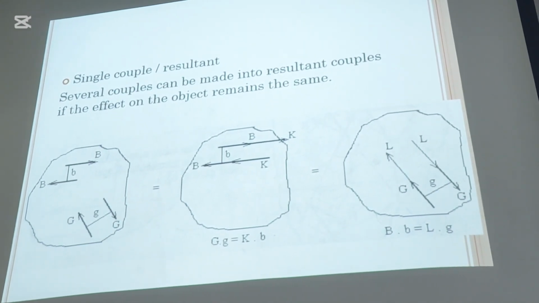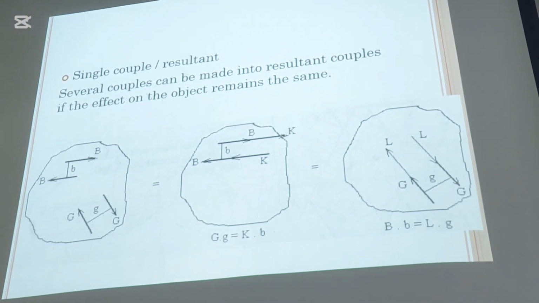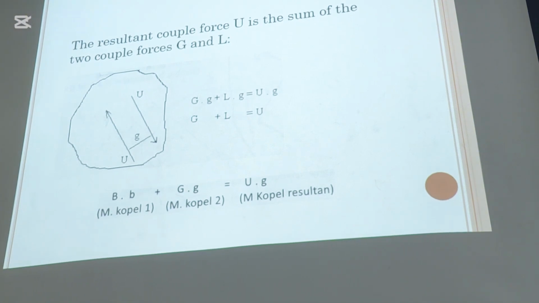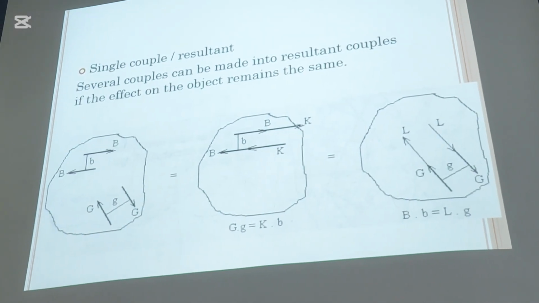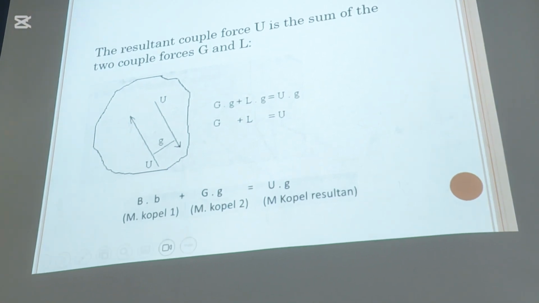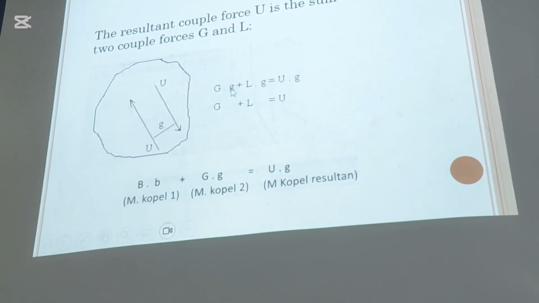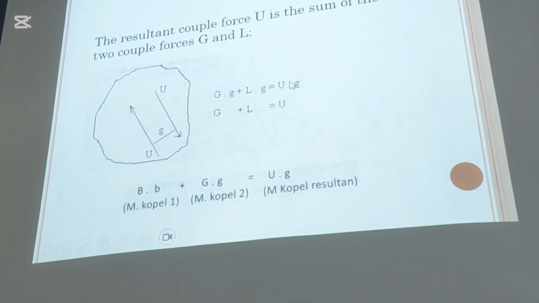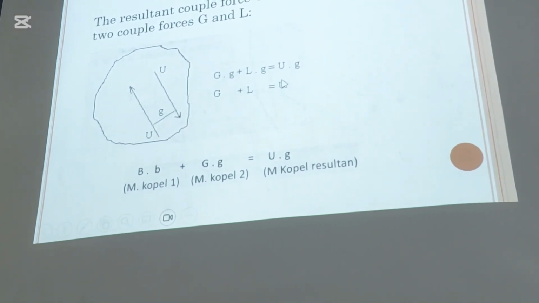And if we already have it, then you just need to calculate, because in here we have, for example, L and G. Right? Now we have capital L and capital G. You just need to add here. For the resultant couple, force U is the sum of two couples G and L. So if we have this on the right side, we have G and L, we just need to add G and L, become U. Yeah. G and L become U. Here. Capital G multiplied with small g plus capital L multiplied with G, in this case, equal to U multiplied with G. Or G plus capital G plus capital L equal to U, because we take off all the G.